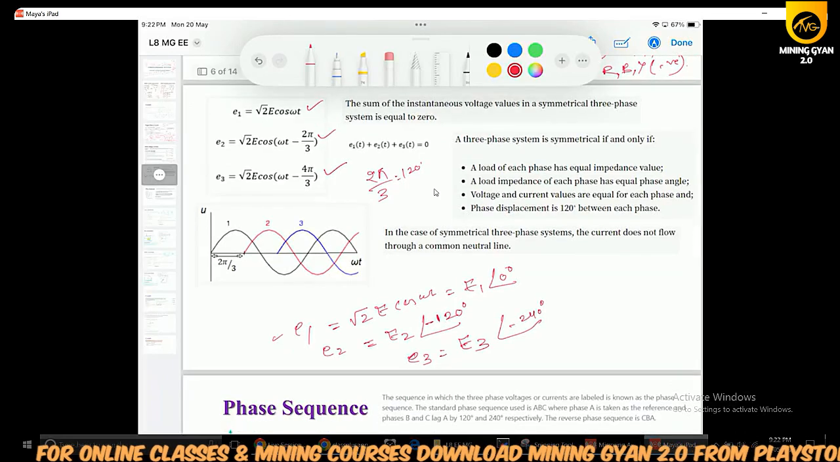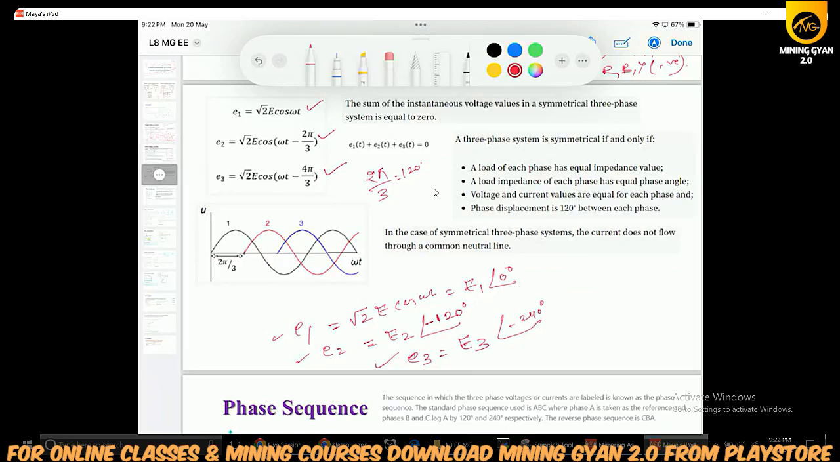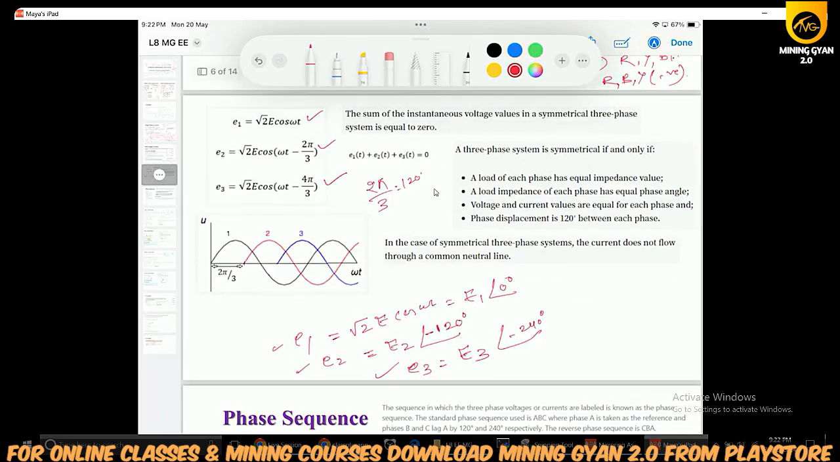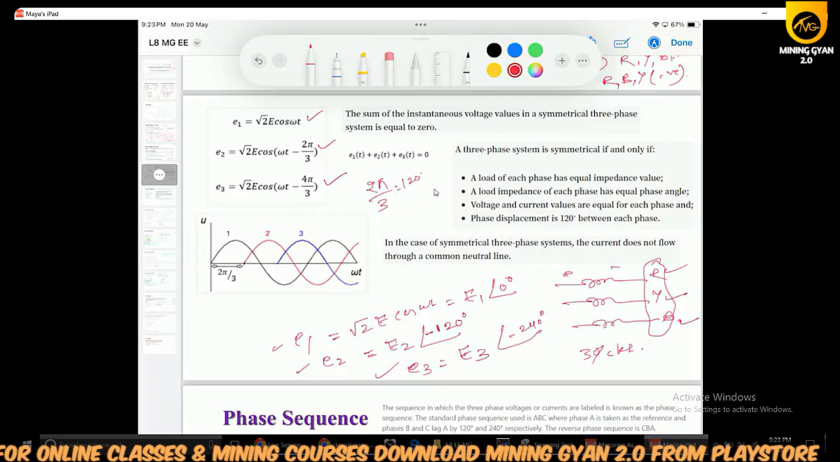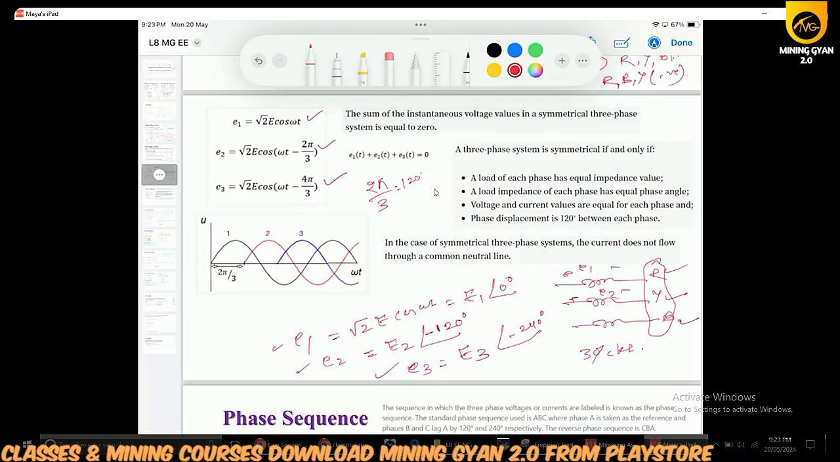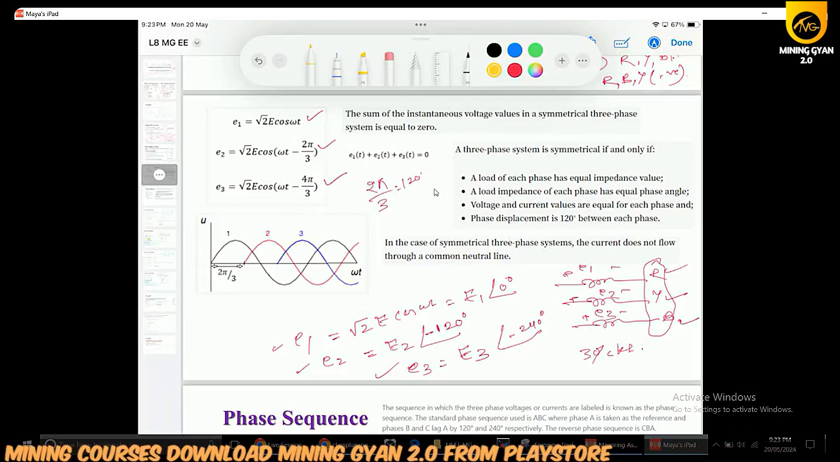Small e1, e2, e3 are the instantaneous values of the induced EMFs that are induced in the three coils of R, Y, B. R is the phase, Y is the phase, and B is the phase, and these are the three phases of a three-phase circuit. Understood? This is E1, this is E2, and this is E3, and in these three coils I1, I2, and I3 will flow.